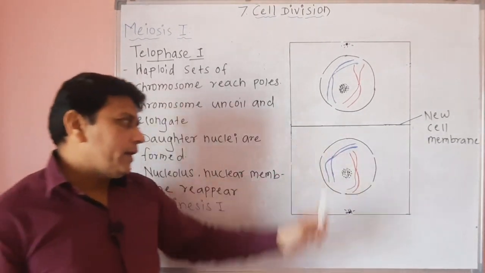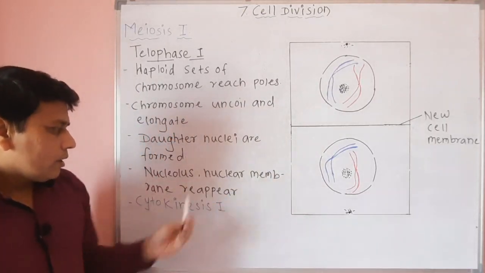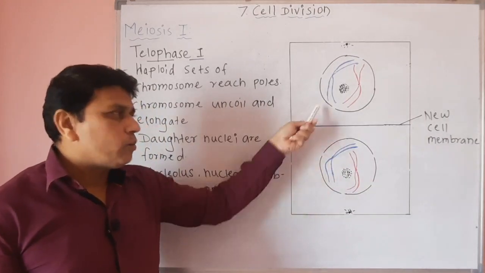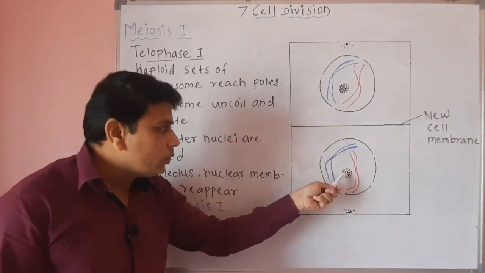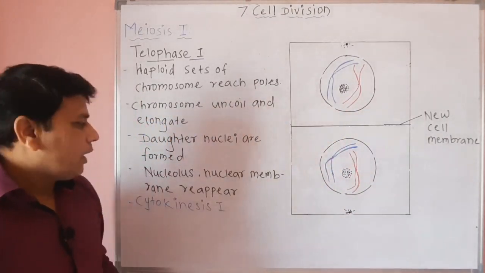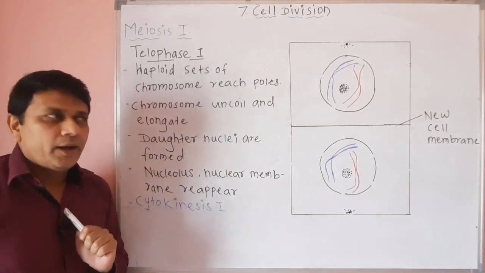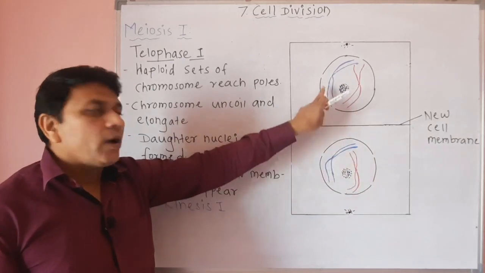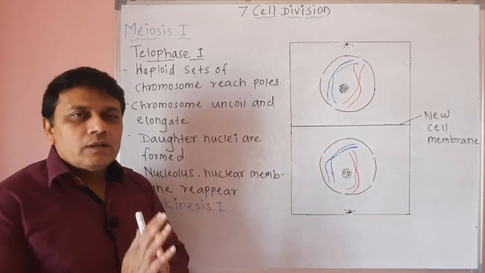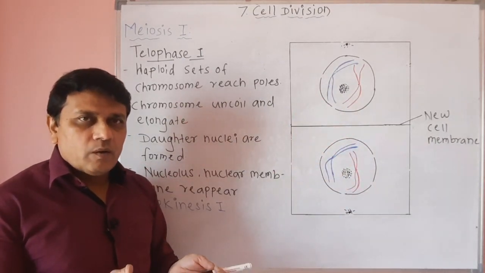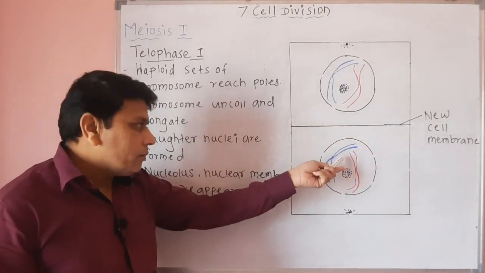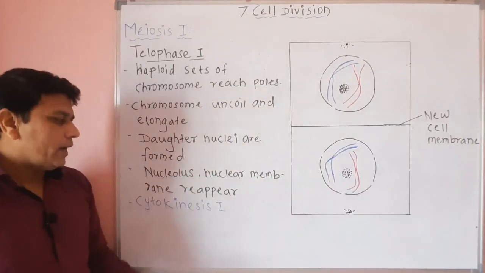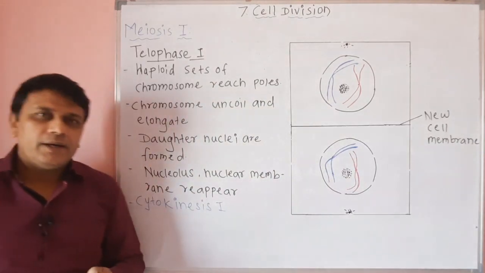Simultaneously cytokinesis also occurs. That means the formation of 2 new cells along with 2 new daughter nuclei occurs, and it is called cytokinesis. Initially we saw that karyokinesis occurred, that means the division of the nucleus occurred, and simultaneously 2 new cells are produced, and it is called cytokinesis I.